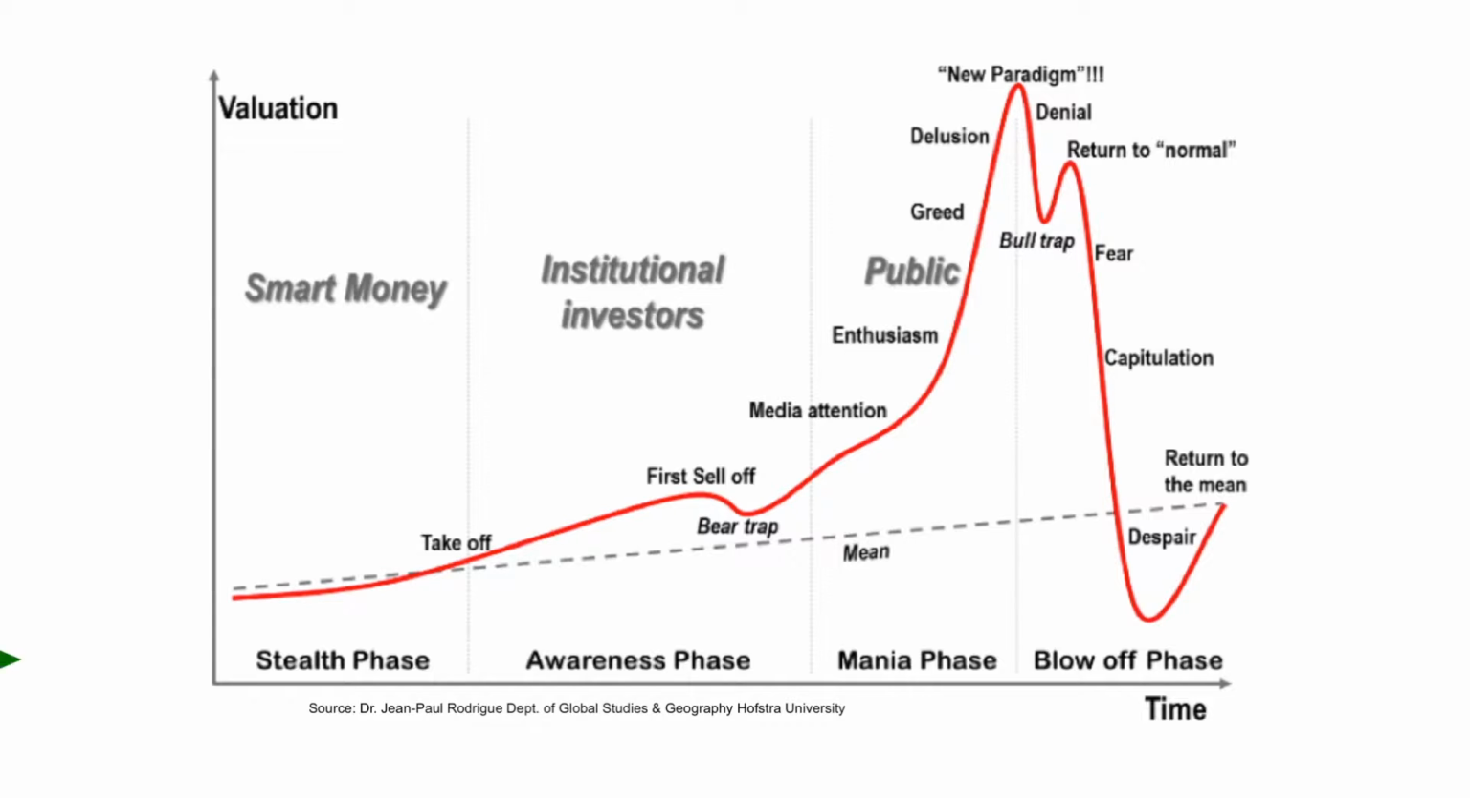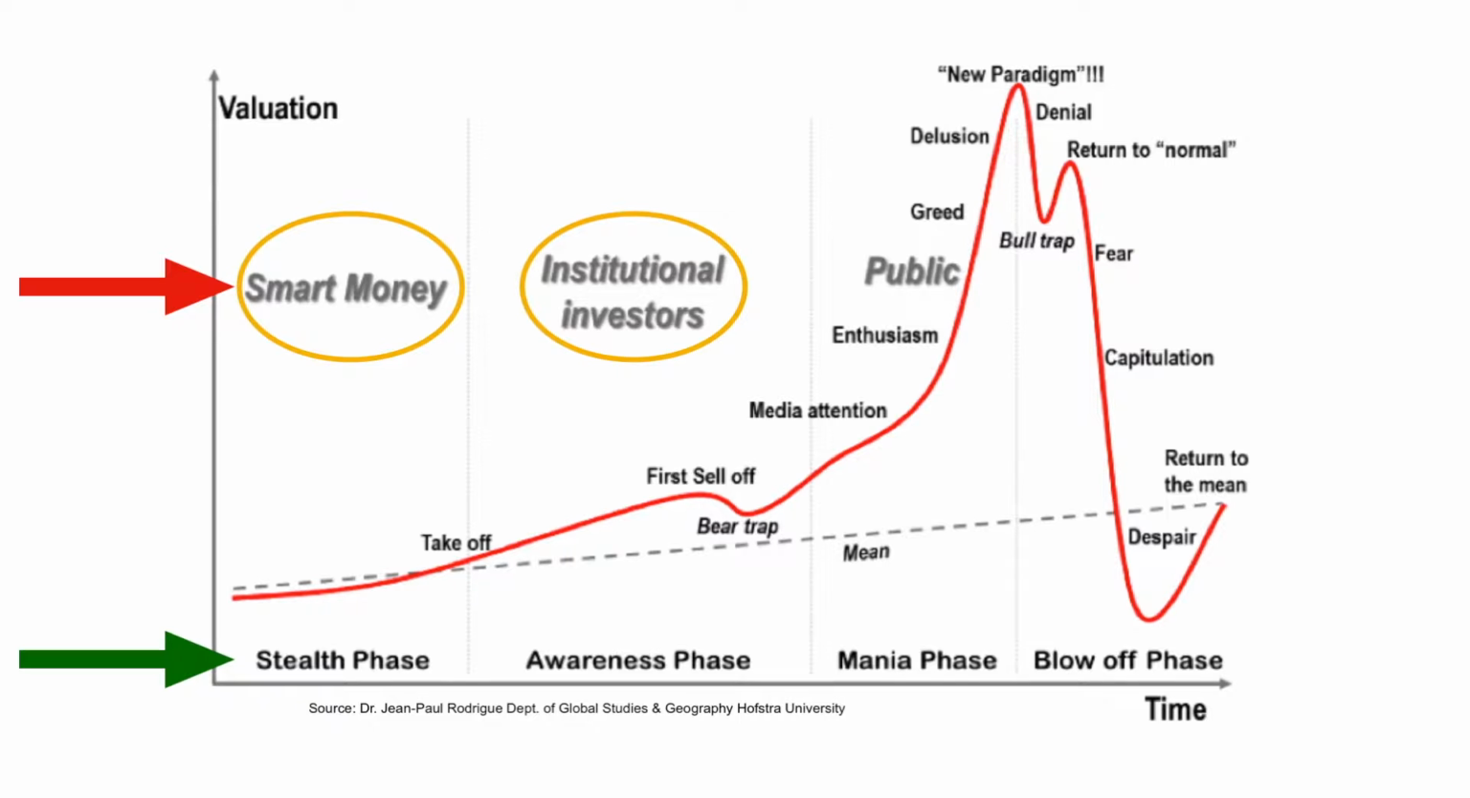To get a better understanding of what a bubble looks like, let's look at a classic bubble chart. In this chart of a bubble, there are different phases listed at the bottom and where different types of investors get involved at the top. You can see that the smart money and the institutional investors get in early.